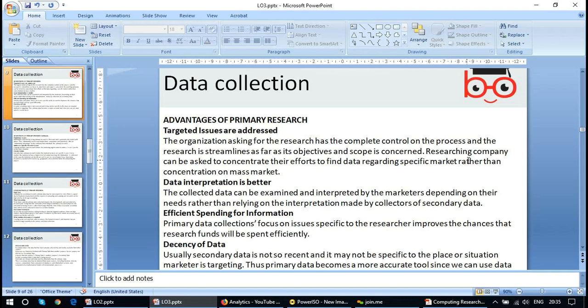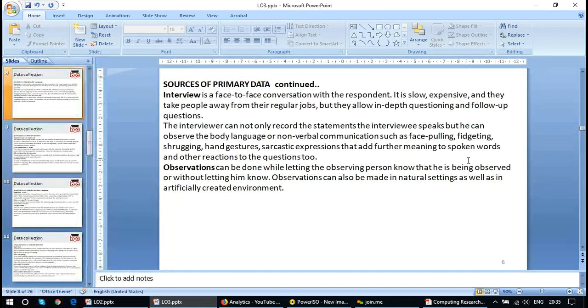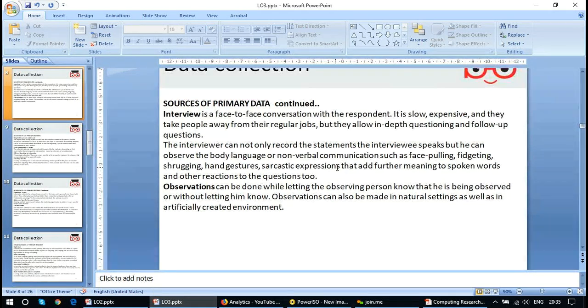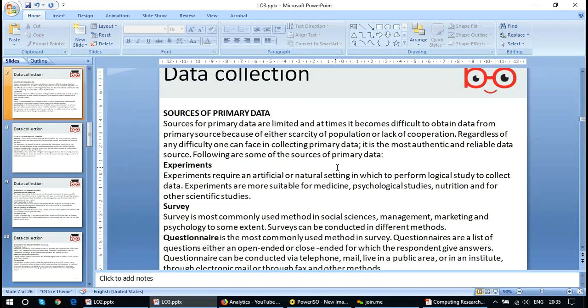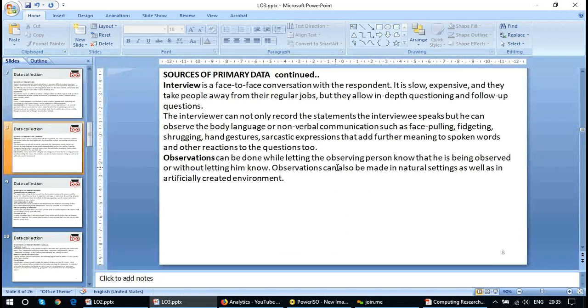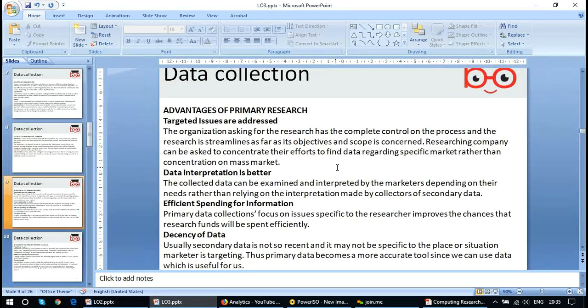Now we are talking about the advantages of primary research. Previously we were talking about the sources of primary data like interviews, experiments, surveys, and questionnaires. So one of the advantages of primary research is that targeted issues are addressed. If you are doing primary research, then you have a focus on a targeted issue.